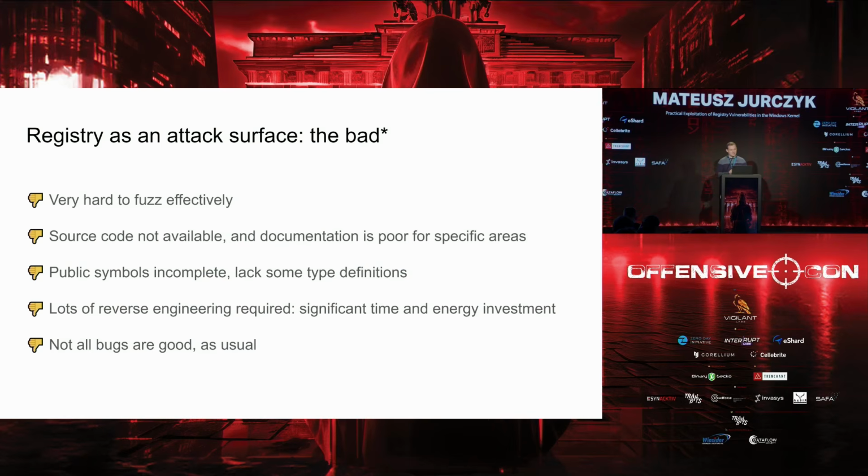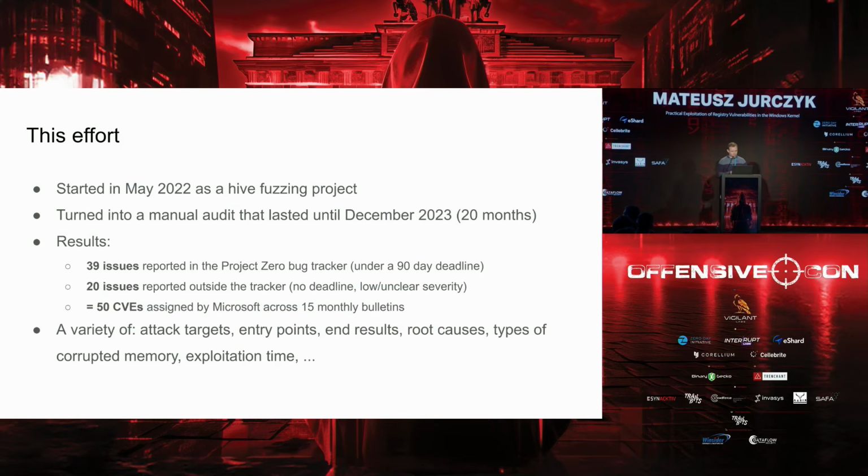We get access to public symbols that Microsoft makes available for the Windows kernel, which gives us function names and some structure definitions, but also not all of them. So we have to do quite a bit of reverse engineering. And that means that we have to invest a lot of time and energy to actually, first of all, reverse engineer the code and then understand the logic and what it actually is trying to achieve. And as with every research, here's the same. Not all bugs are good. There are better and worse bugs.